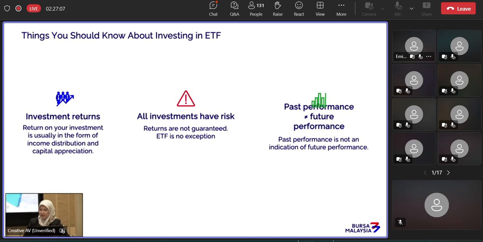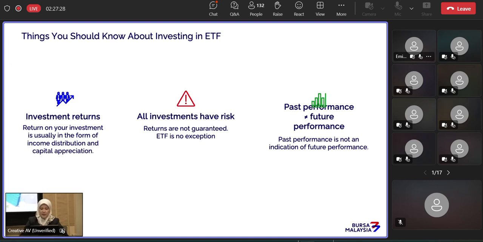So you need to be mindful of that. All investment carries risk, and be aware that returns are not guaranteed. Same goes for ETF. And the last one, past performance is not a guide to future performance. So the historical performance doesn't actually dictate what the future performance of the ETF will be.